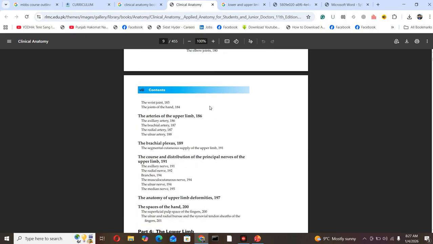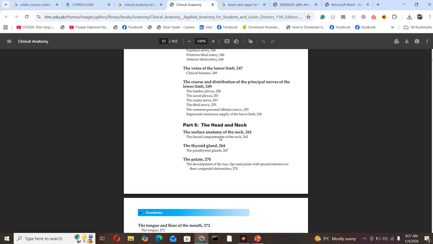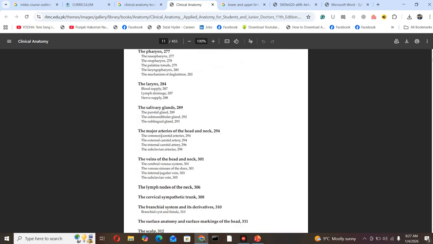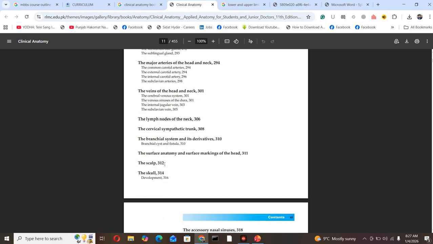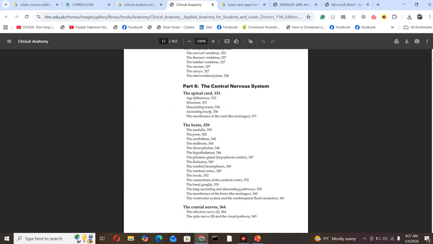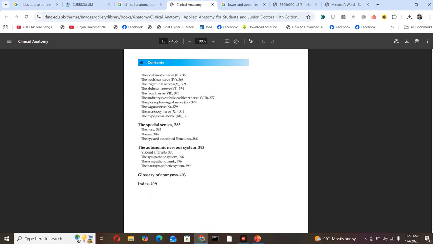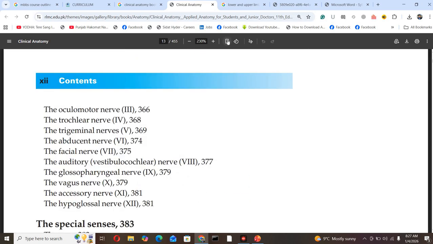So after it is the lower limb anatomy, head and neck anatomy, and all the major organs present in it, skin layers, etc. Central nervous system, brain anatomy, cranial and special senses.